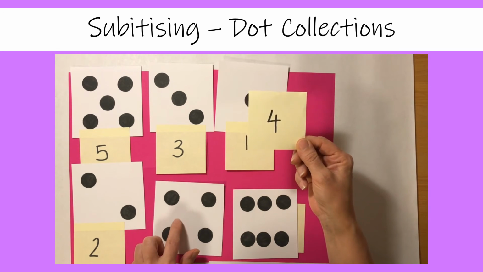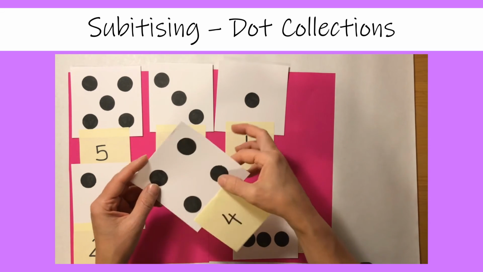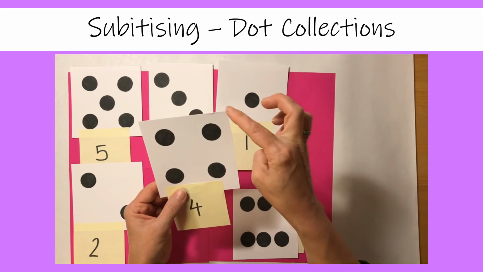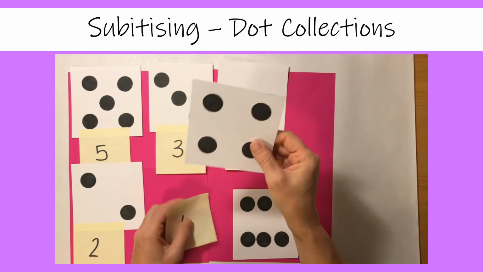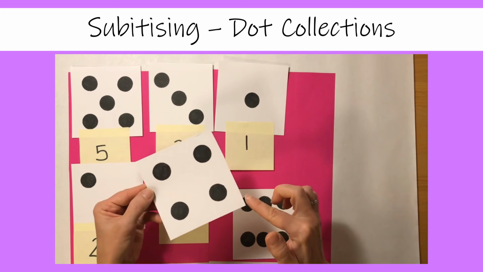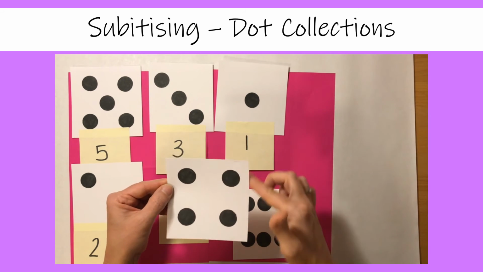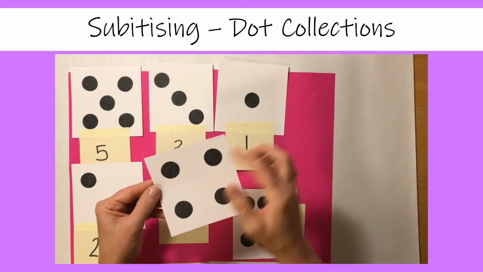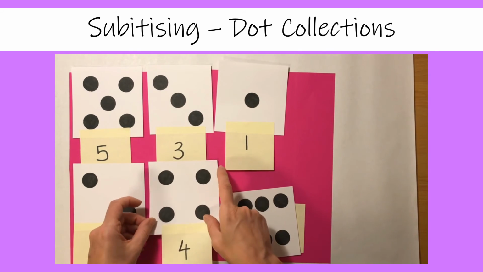Yeah, this one here. Looks like a square, doesn't it? 4. Because a square has 4 corners. I'll show you. 1, 2, 3, 4. And it has 4 sides. 1, 2, 3, 4. And so here's the numeral 4 to represent 4.